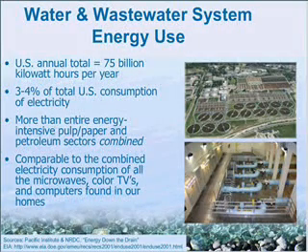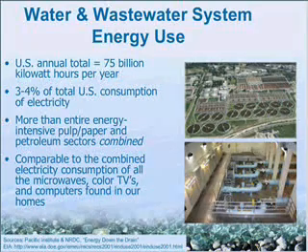distribution system needs to be pressurized by pumps, and that water needs to be brought from the source nearby your home. And even if you were to get water, say, from your backyard from a groundwater well, it takes energy to pump that water from the ground back up to your house. The 75 billion kilowatt hours per year is equal to about 3 to 4% of total U.S. electricity consumption. Now, this is comparable to the combined electricity consumption of all the microwaves, color TVs, and computers found inside our homes. So, again, it takes vast amounts of energy to provide water.